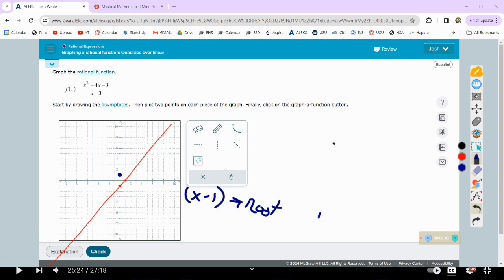So let's plug in 1 and see what happens. So that would be when x equals 1, we would get 1 minus 4 minus 3 is negative 6 over 1 minus 3 is negative 2. So that's the point 1 comma 3. All right.